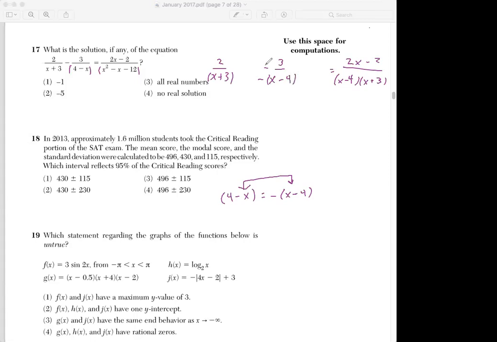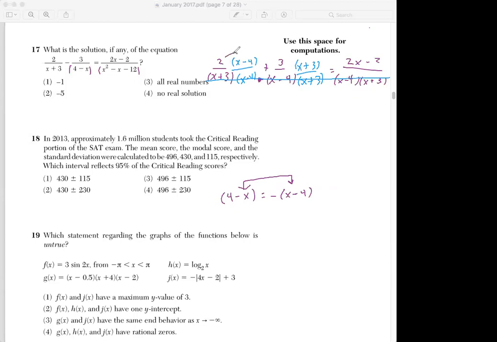And now that I have a negative and a negative, these make a positive. So that means this goes away and those make a positive. So now I have my tricky one. That means I have to multiply this by x minus 4 over x minus 4, this by x plus 3 over x plus 3, and now I can cancel out all the denominators.